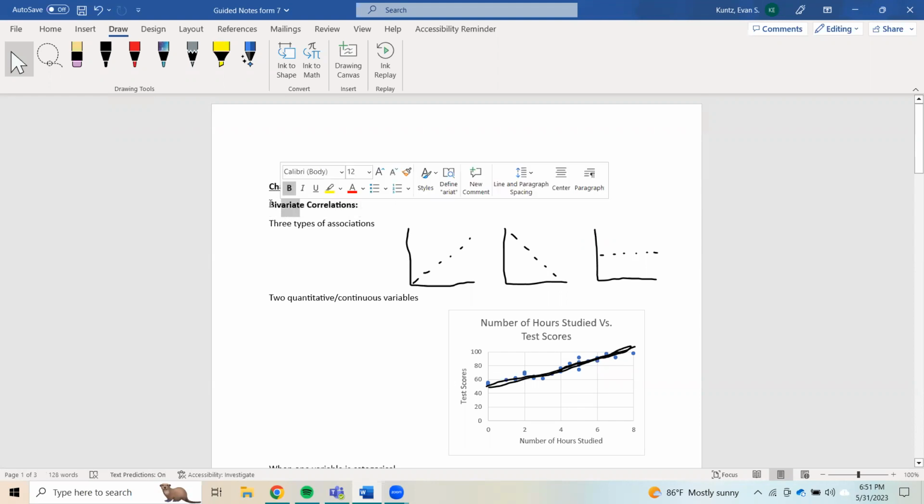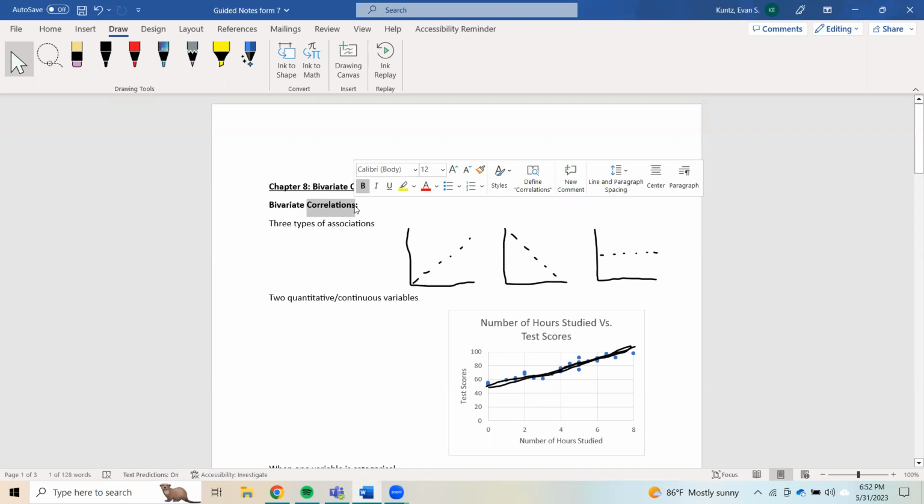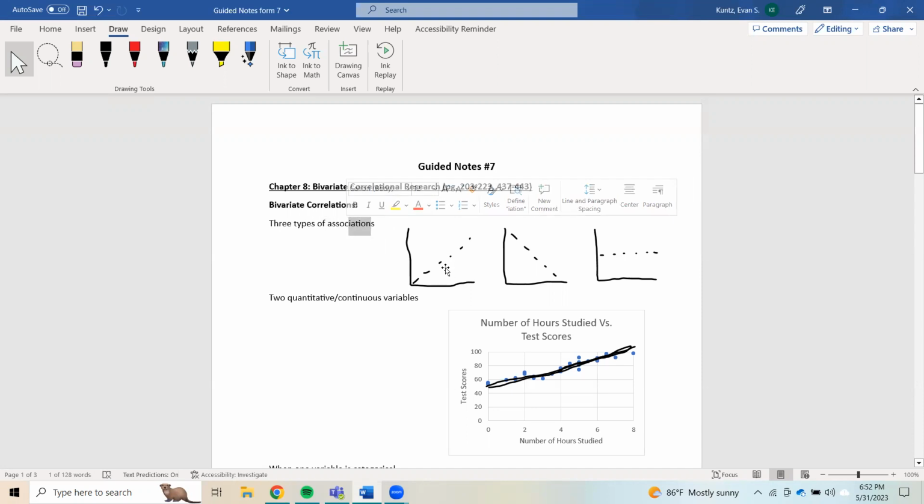Looking at this first word, you can see bi, meaning two, and variate, meaning variable. So two variables, and then correlations, the relationship or association between these two variables. You can have three different types of associations. You can have a positive association, meaning that an increase in one variable is associated or related to an increase in a second variable. You can have a negative association, meaning that an increase in one variable is associated to a decrease in the second variable, or you can have zero correlation whatsoever.